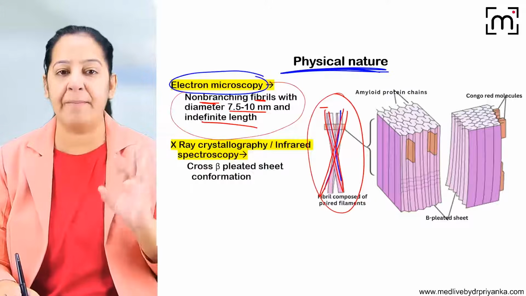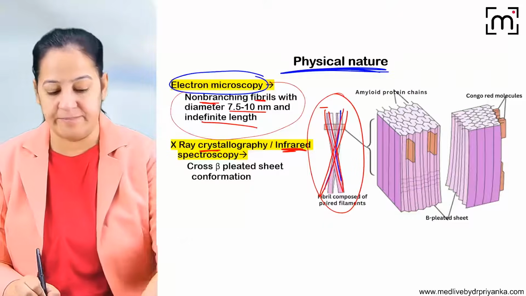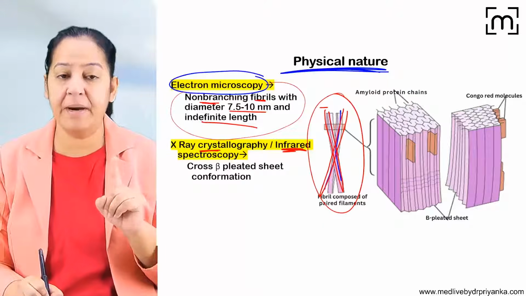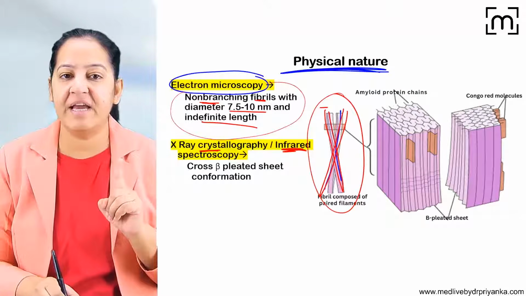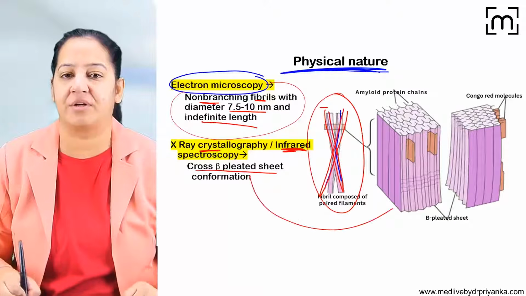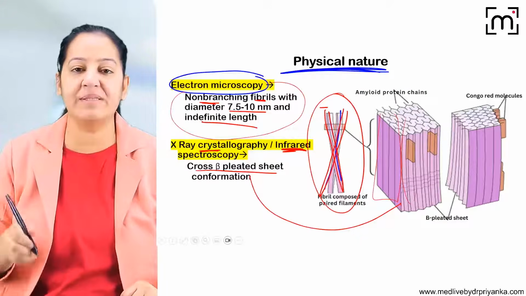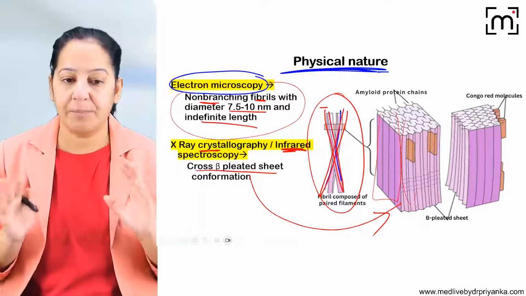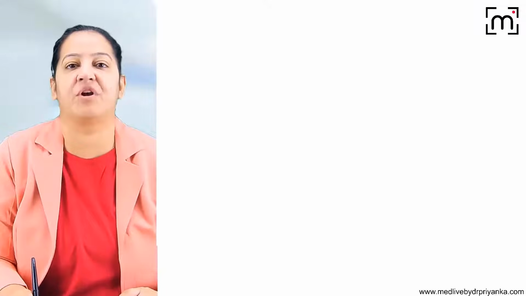But if we see the amyloid on X-ray crystallography or infrared spectrometry, then we see a beta pleated sheet structure. Can you see this is a beta pleated sheet structure? It is not in the form of fibrils. We see a beta pleated sheet structure. So please learn, there are two different modalities on which we are looking at the structure of amyloid.